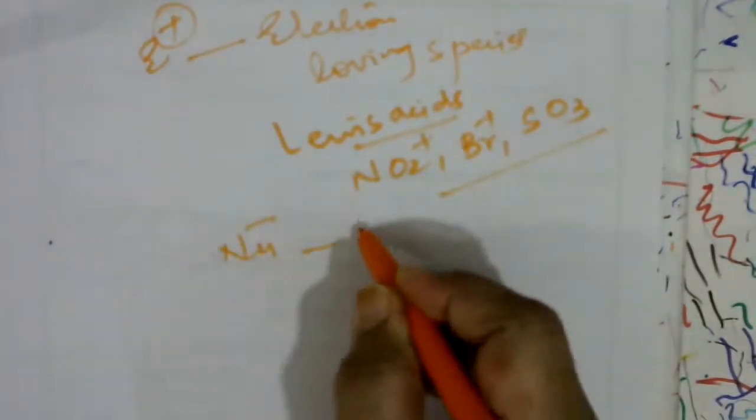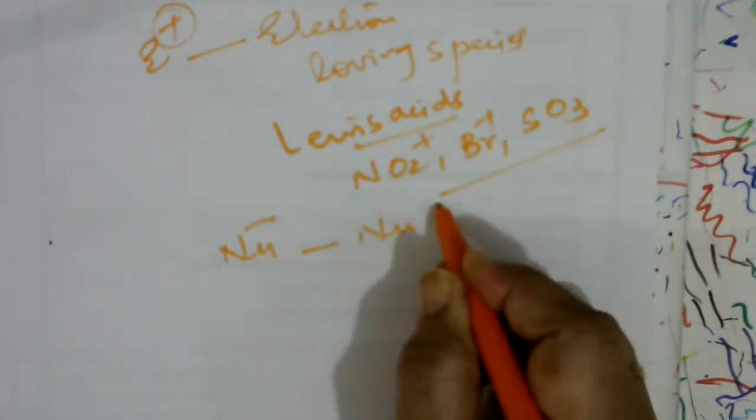In the same way, with respect to nucleophiles, they are nucleus loving species. Nucleus loving species are what? Nucleophiles, like Cl minus, Br minus, OH minus, CN minus. All these are what? Nucleophiles. That means electron loving species are electrophiles and nucleus loving species are nucleophiles. So based upon that, we can identify the electrophiles which they have arranged correctly over here as the first option. Next one. Question number what?